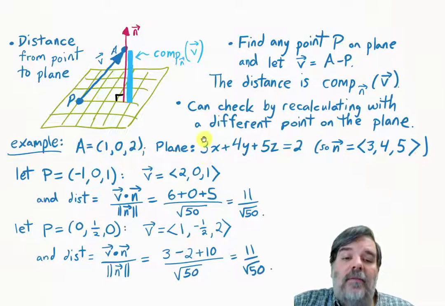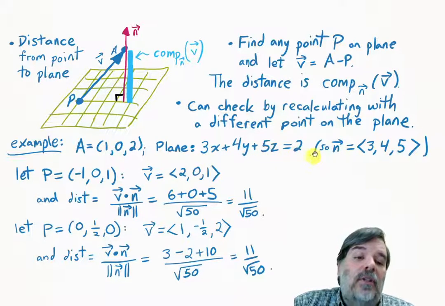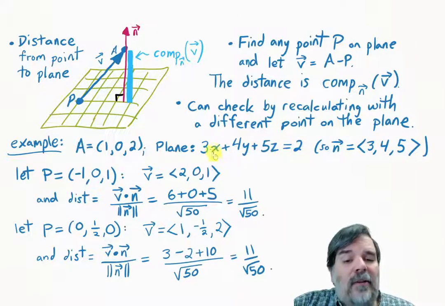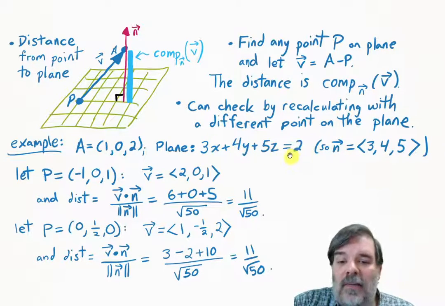And let's say we have a plane with this equation, 3x plus 4y plus 5z equals 2. So in that case, the normal vector is 3, 4, 5. It's these coefficients. So we need to pick any point which is on this plane. Maybe you can see some values for x, y, and z that work out nicely. If not, you can always just choose values for two of the variables and then solve to find out what the third must be to satisfy this equation.